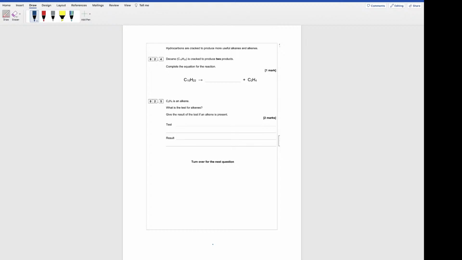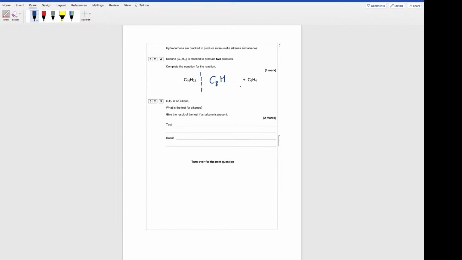Now for 2.4, it says hydrocarbons are cracked to produce more useful alkanes and alkenes. Decane C10H22 is cracked to produce 2 products. Complete the equation for the reaction. Now, when you see cracking equations, the left side has to add up to the right side. Conservation of mass. If I have 10 carbons at the start, I have to have 10 carbons at the end. Now, I've used 2 of them to make ethene here. So how many carbons do I have left? I have 8. 8 plus 2 is 10. So that makes it equal to the left.